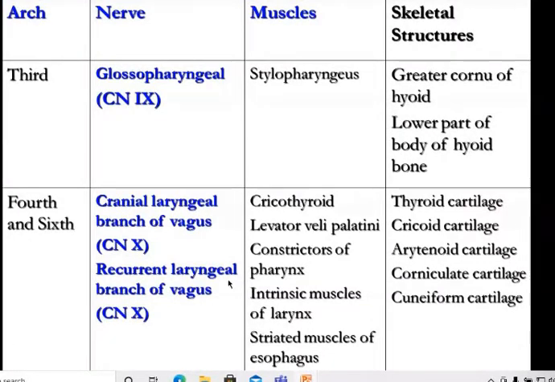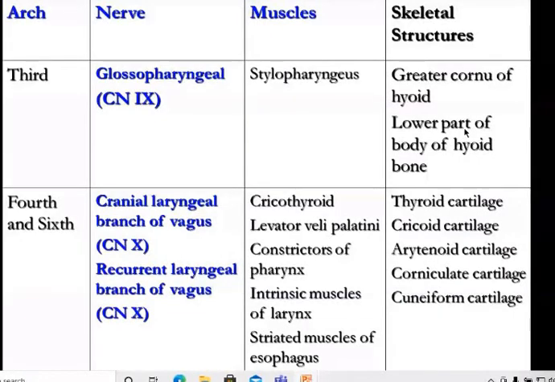And the fourth part is this one: the superior laryngeal branch of the vagus, or you could say the recurrent laryngeal branch of the vagus. The muscles are cricothyroid, levator veli palatini, constrictors of pharynx, intrinsic muscles of larynx, and striated muscles of esophagus. The cartilages are the thyroid, cricoid, arytenoid, corniculate, and cuneiform cartilages, that is, the cartilages of the larynx.